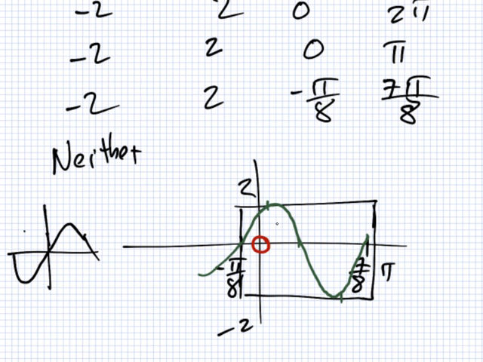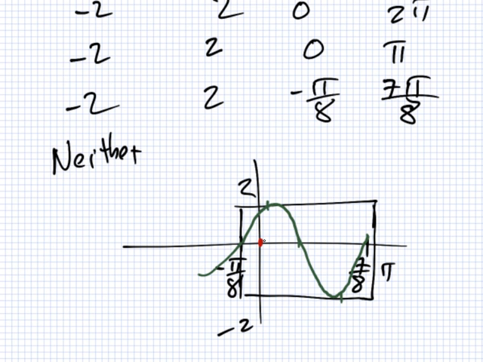Yeah? If there's a what? The circle, no, that was just a point. I'm saying it doesn't pass through the origin. Yeah, what about it? Even or odd? Good question.